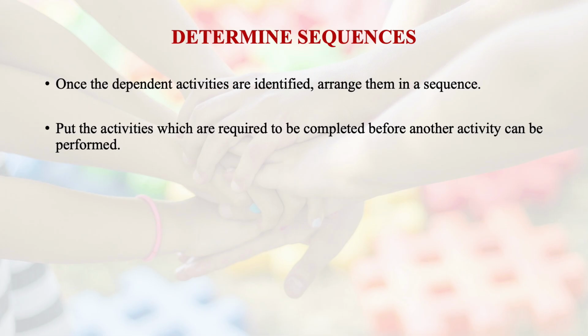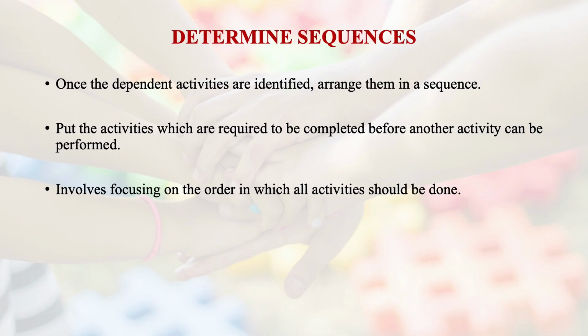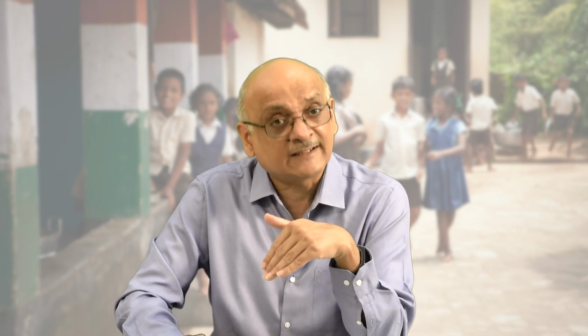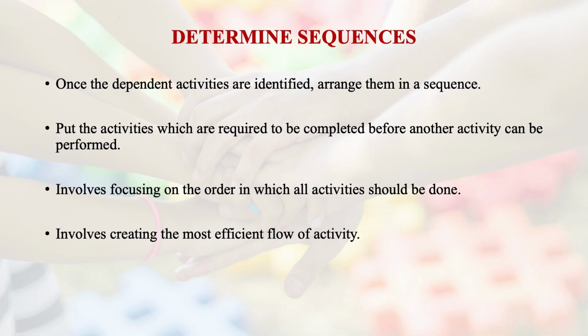That is the kind of sequence you make, and you focus on the order in which all these activities should be done. It includes parallelism, right? What activities can be done in parallel, what activities have to be done in series. All these things have to be duly understood or determined by you. It involves creating the most efficient flow of activity, so you produce the best schedule, that is, the best sequence of activities.